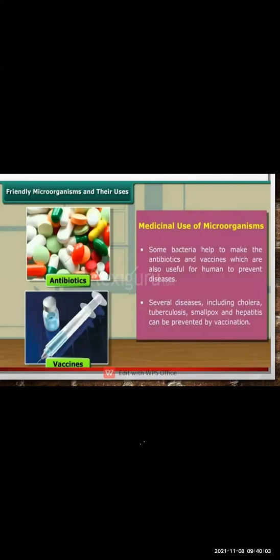Now there are some microorganisms which are very useful for us, for example for antibiotics and vaccines. These microorganisms are used to make antibiotics and vaccines, and because of them we can cure several diseases such as cholera, tuberculosis, smallpox, hepatitis, and we can prevent them by vaccination. So a few microorganisms are useful for us in preparing antibiotics and vaccines, and we can have this medicine and protect ourselves from different types of disease.